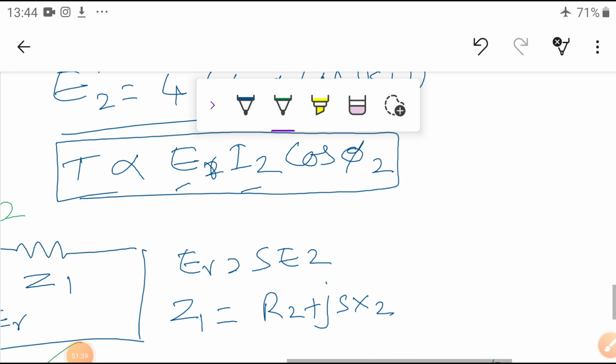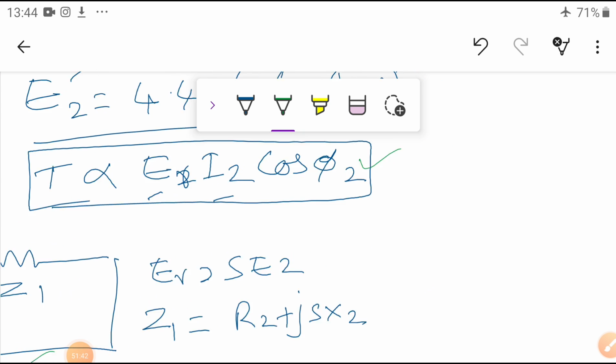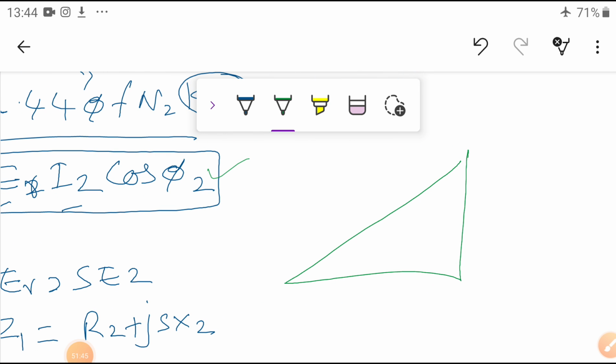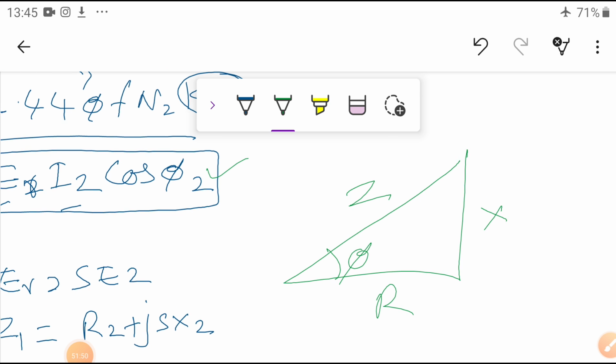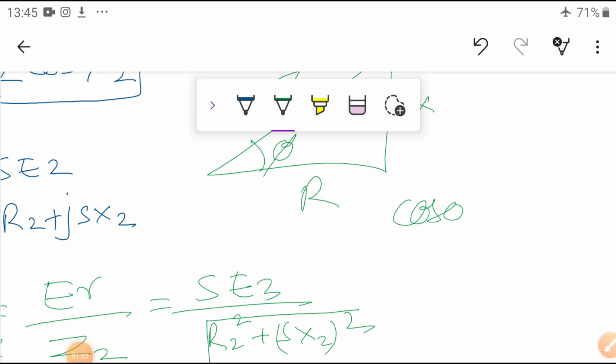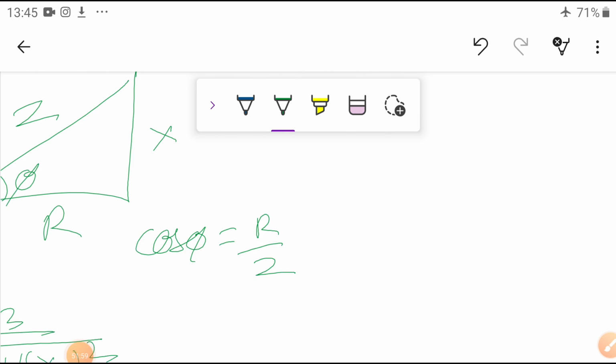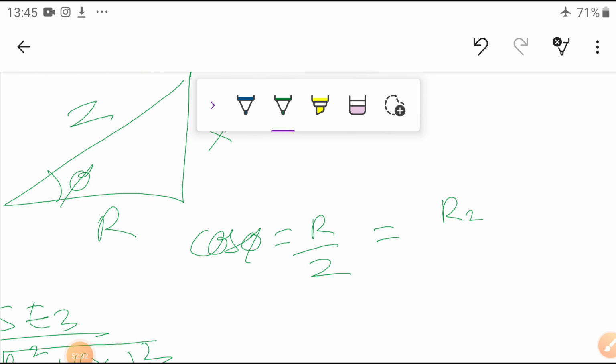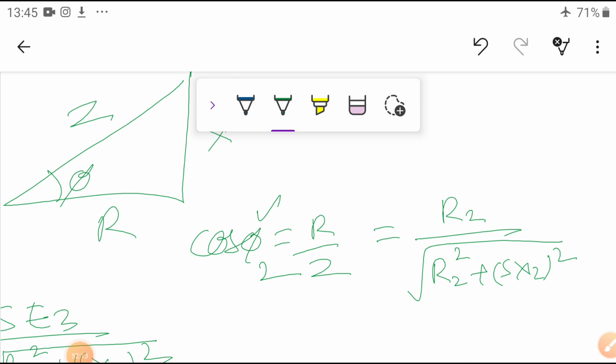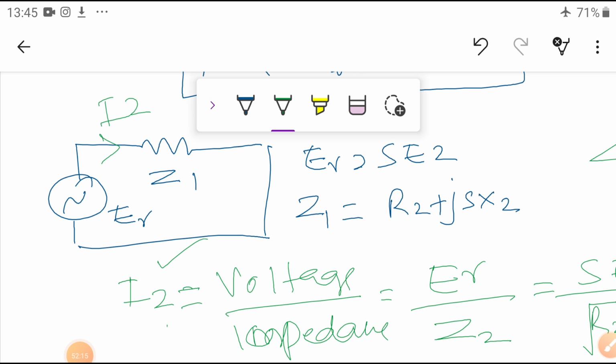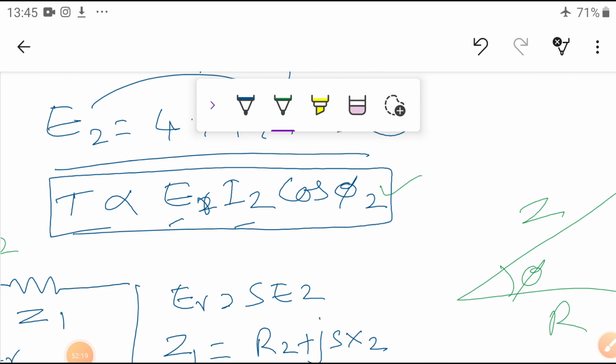At the same time, I require the cos phi 2. As we know, in this triangle, this is the phi angle, this is Z, this is R, this is X. What is the cos phi? Cos phi is equal to R by Z. What is the R? R2. What is the Z2? That is equal to the square root of R2 whole square plus Sx2 whole square. You know the cos phi 2 value and the I2 value, so simply substitute in this equation.